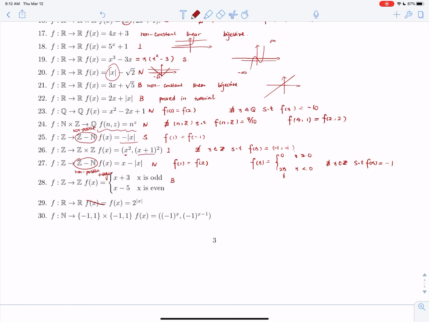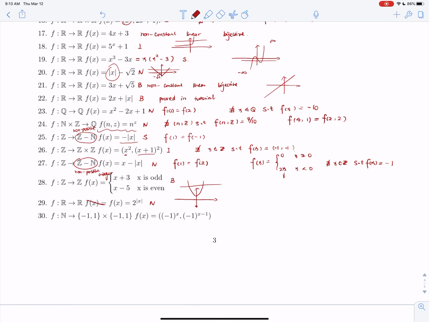29, well, it's from real to real, so you can draw the graph out again. What does the graph look like? 2 to the power of this. Okay, so the graph looks something like this. I think it will be more like this. So it's like sharp here. Anyway, if you draw the graph out, it doesn't pass the horizontal line test, so it's not injective, and it's not surjective because you can never map to a point here, so it's neither.